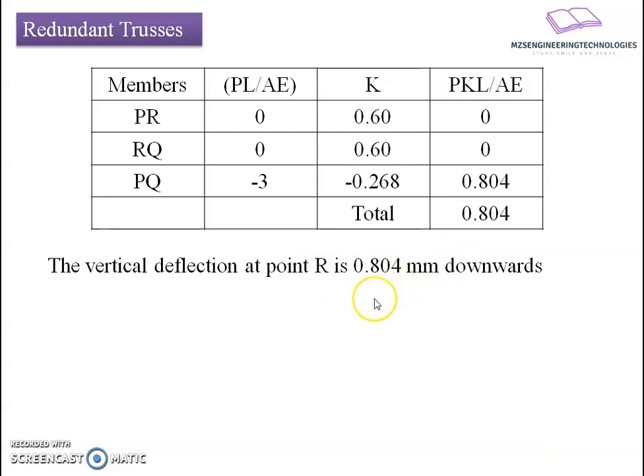Means what, we can make a statement here: when a statically determinate structure is subjected to lack of fit, there will be no stresses developed in the members. Only there will be an adjustment of the deformation among the members.